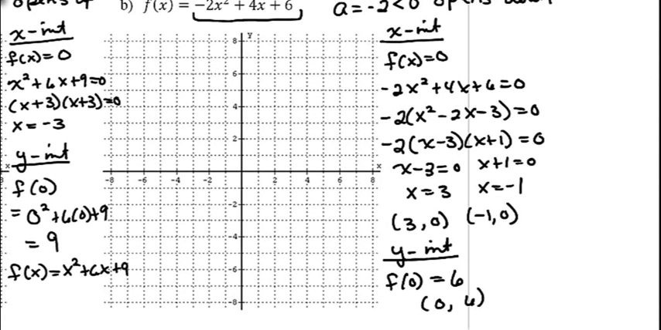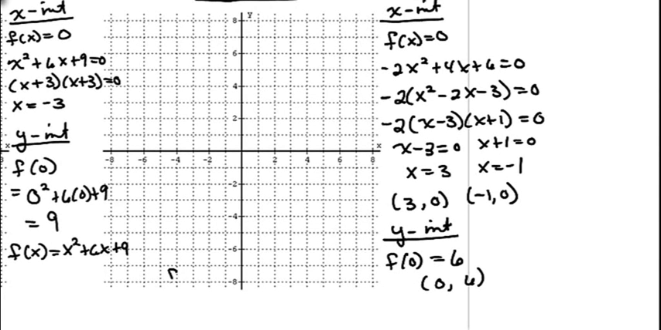And now I'm going to scroll down, so we're not going to be able to see the equation, but I'll write it down. So we have f of x equals negative 2x squared plus 4x plus 6. This was our original equation.